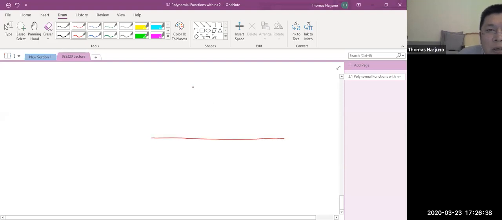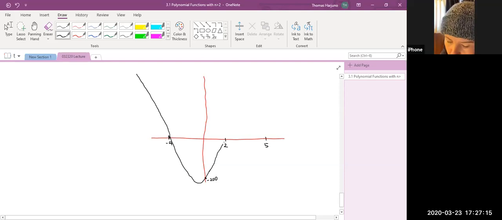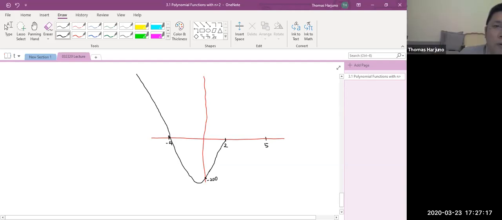Suppose this is the rectangular coordinate system, and I have x equals negative 4 here. That's an x-intercept, right? We have another x-intercept, x equals 2, and we have x equals 5. Now, we know from the far end behavior that it will come from positive infinity going down to negative 4, because that's an x-intercept. And then equal to the y-intercept, 0, negative 200. And then it goes to the x-intercept, 2. So far, is it okay?